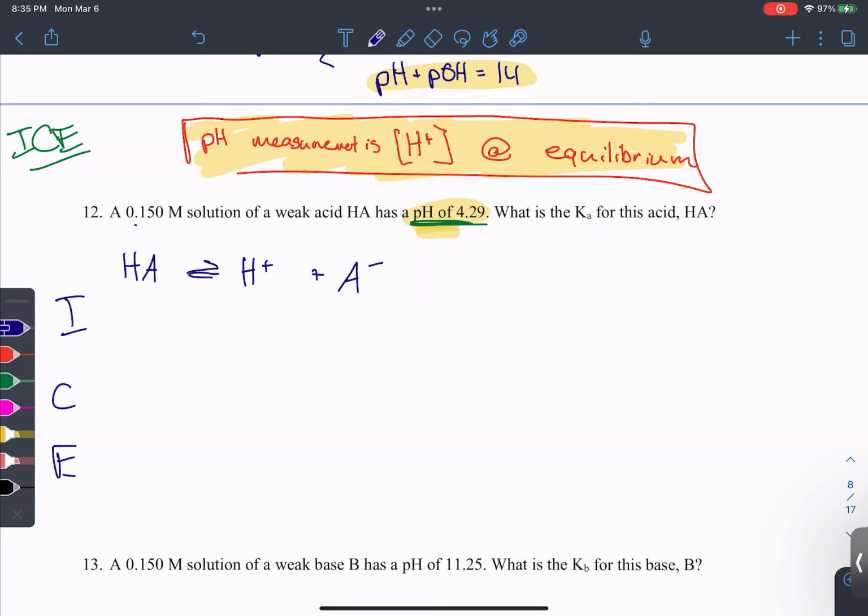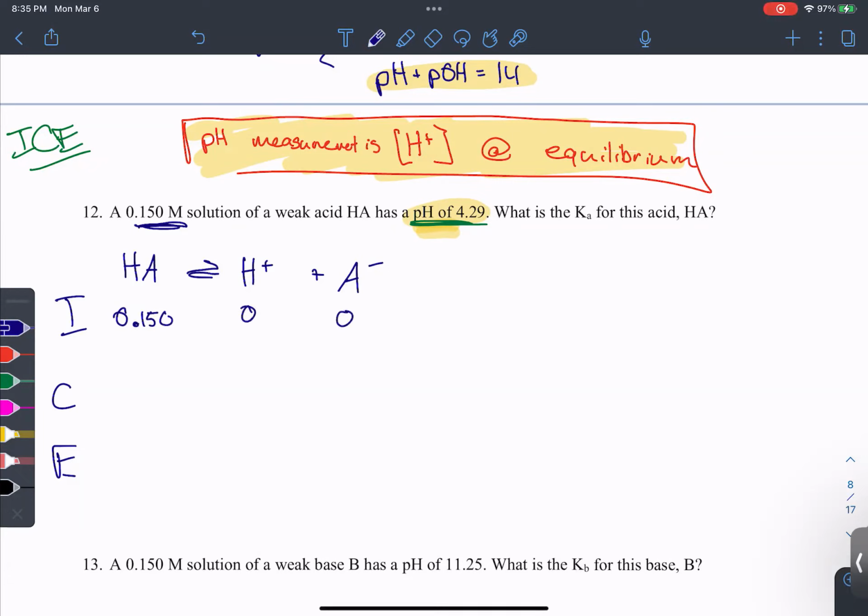All right, so 0.15 molarity, where does that go? What line does that go in? Initial, change, or equilibrium? Initial, under what? This one, or this one? The first one, yes. So I start initially with 0.150, right? Do I have any of the other stuff? No, so we're just gonna say 0, 0, cool.